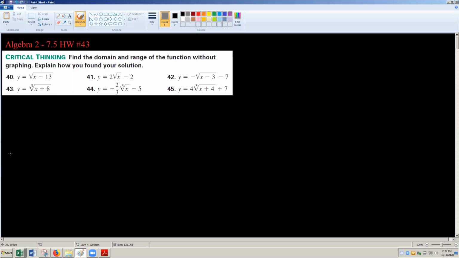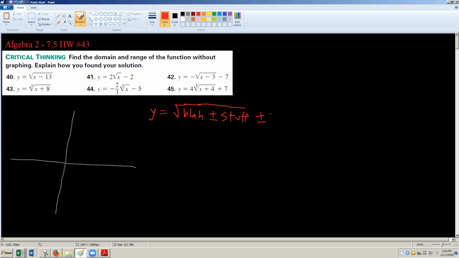I'm actually going to graph not the actual function, but just in general things. So I'm going to graph two things in general. The first thing I'm going to graph is some square root function. So if I'm looking at y equals the square root of blah plus or minus stuff plus or minus who cares, then in general what this thing is going to look like is it's going to start at some point and it's going to kind of go up like that.